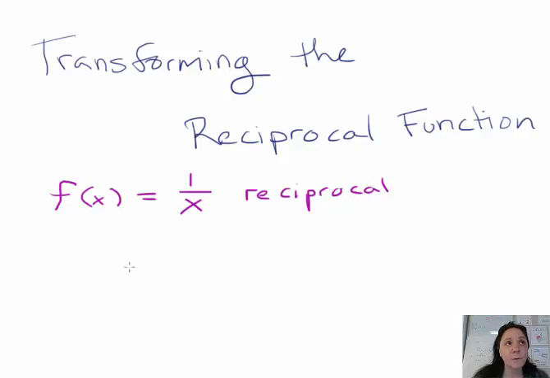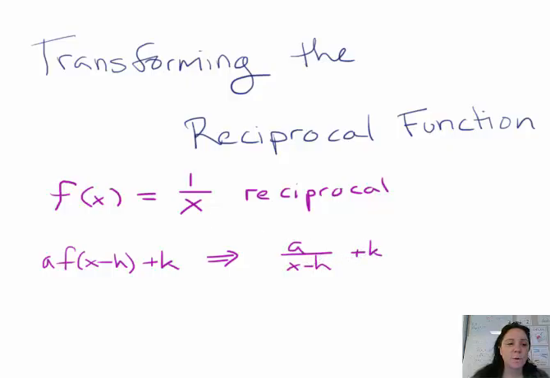If I want to transform this in our a, h, k transformation, then I am going to have a f of x minus h plus k, which is going to give us a over x minus h plus k.